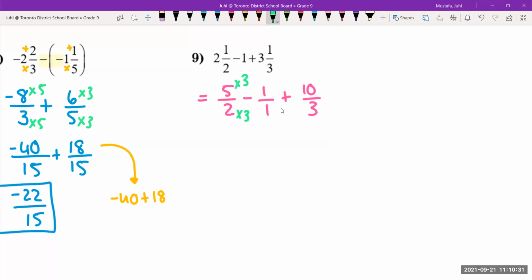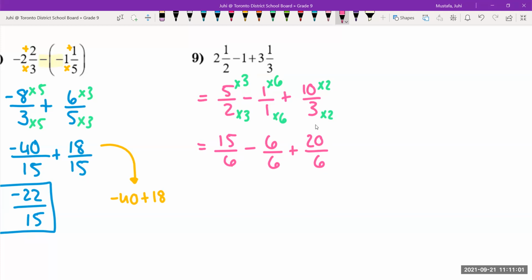What do I multiply this middle fraction by to make it into a 6? Good. So multiply by 6, multiply by 6. And then how about this third fraction? By 2 and 2. So lots of multiplication happening here. And then our next step is going to be 15/6 minus 6/6 plus 20/6.